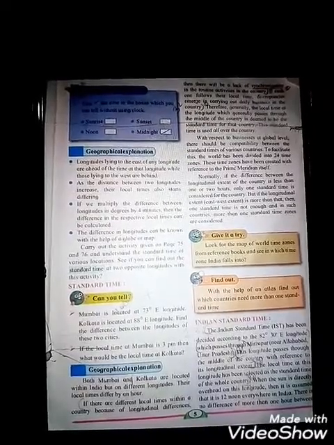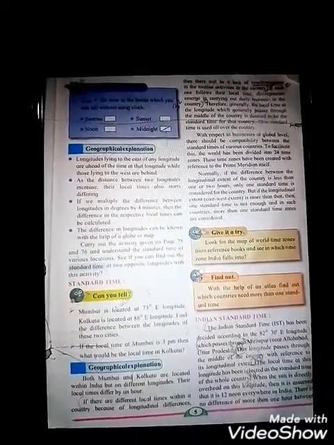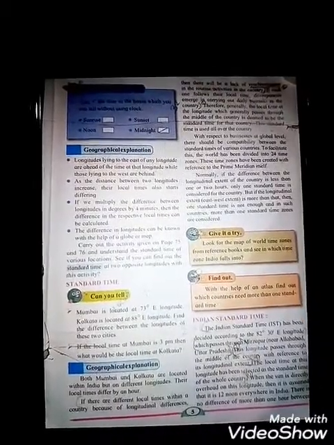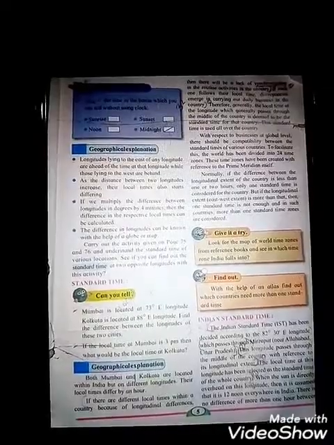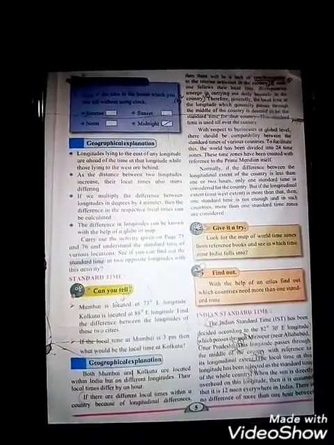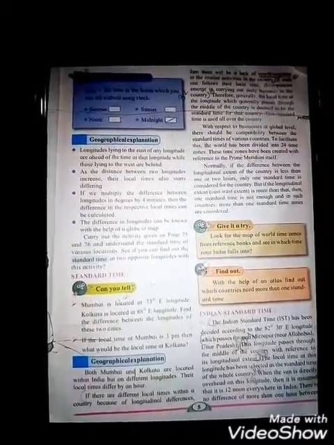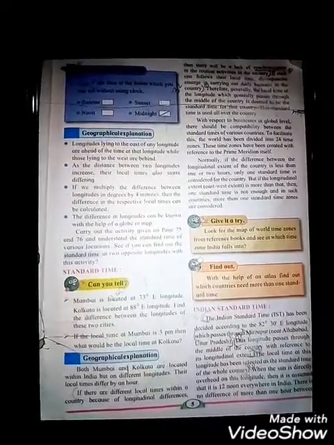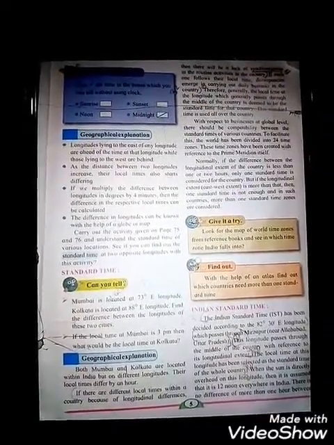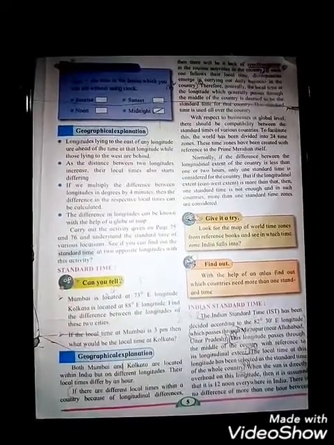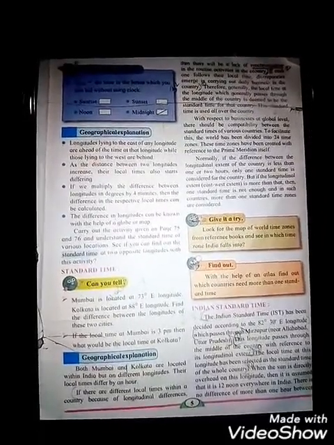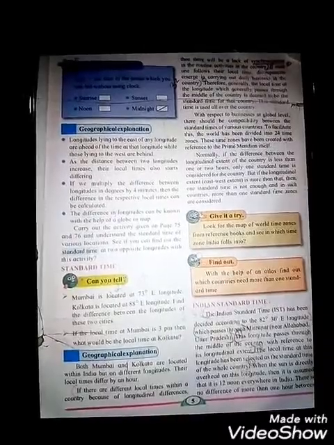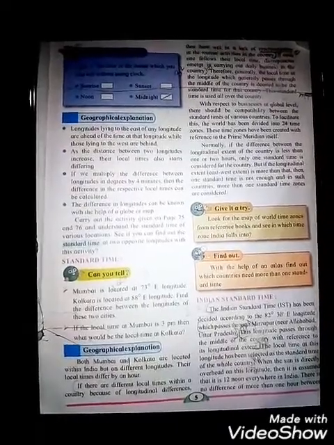As the distance between two longitudes increases, their local time also starts differing. Even within one country, local time is not the same. It is different in different places. If we multiply the difference between longitudes in degrees by 4 minutes, then the difference in the respective local times can be calculated. That means 1 degree equals 4 minutes. So whatever degrees are given, say 60 degrees, you multiply 60 into 4, and this makes the calculation.